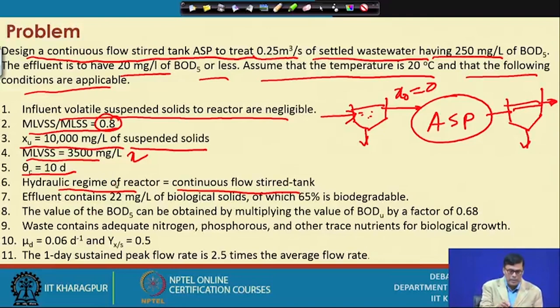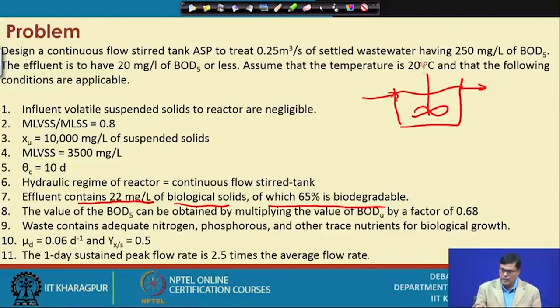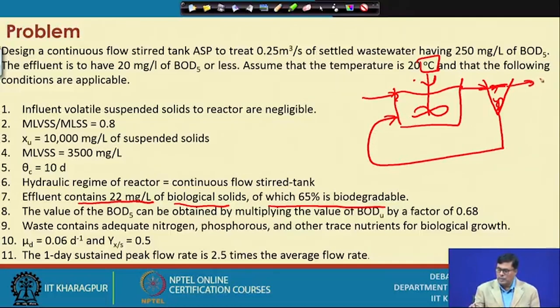This thing is very important, because the effluent contains 22 milligram per liter of biological solid, of which 65% is biodegradable. Now, I want to tell you here, suppose this is the activated sludge process and this is the CSTR, and here you have a stirrer and here you have the sedimentation tank, and you recycle back to the reactor. The supernatant is the effluent, and this is called the influent. Am I right? So, here X0 equal to 0, and here Xe also tends to 0. That is what we usually assume, because we assume that a very small amount of cell mass is present.